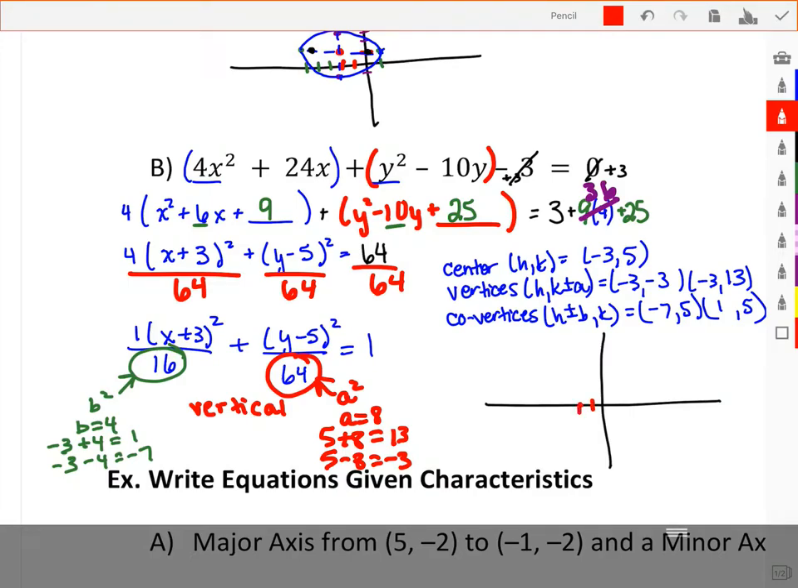Okay, so negative 3, 5, right there. There's our center. Negative 3, -3, and negative 3, 13.